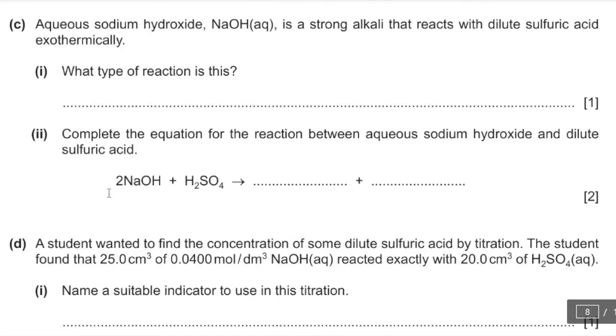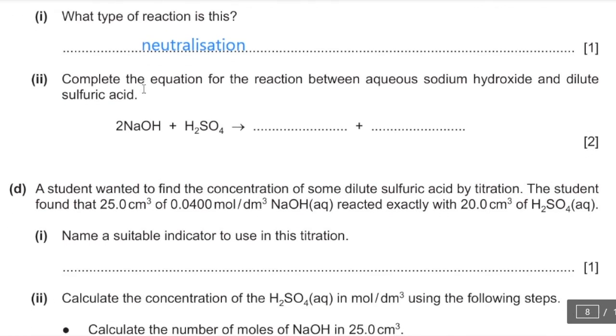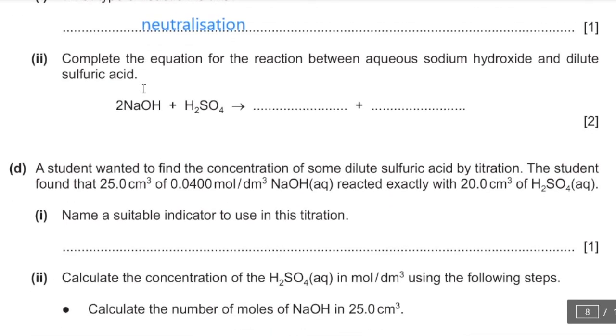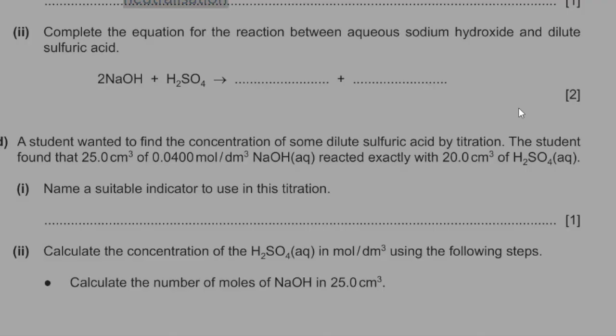Aqueous sodium hydroxide is a strong alkali that reacts with dilute sulfuric acid exothermically. 1. What type of reaction is this? So an acid and alkali means neutralization. To complete the equation for the reaction between aqueous sodium hydroxide and dilute sulfuric acid, we have a salt and water, which is sodium sulfate and water, 2 molecules of water basically.